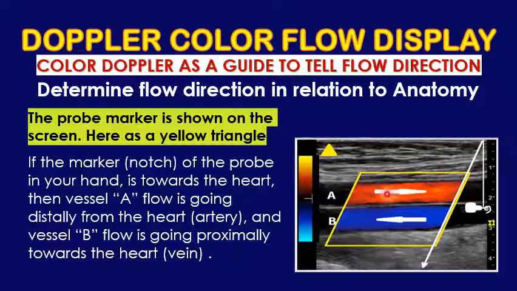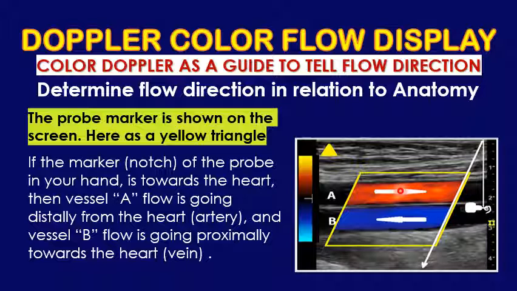So again, this will be an artery and this will be the vein. The interpretation or the direction of the flow depends on, first, I have to determine it in relation to the screen and then check the probe marker, the probe in my hand, the one I'm using, okay? Where it is going, towards or away from the heart, and accordingly I can put the heart on the screen. So it will be here or here.